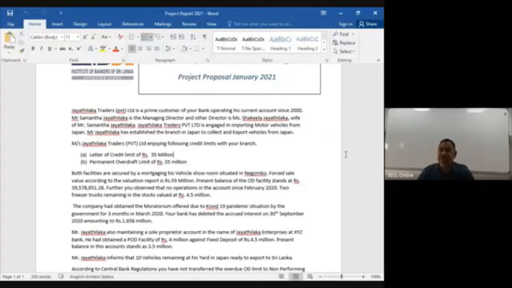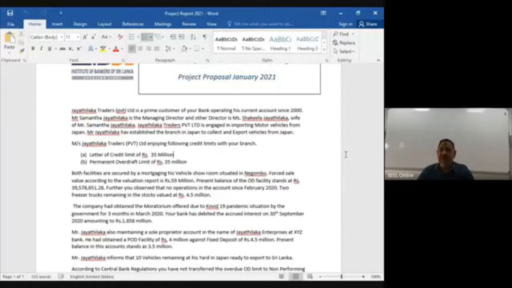Samantha Jatilaga is the managing director, and the other director is Mrs. Shakila Jatilaga, wife of Mr. Samantha Jatilaga. So husband and wife are the directors of this private limited company. Jatilaga Traders Private Limited is engaged in importing motor vehicles from Japan. That is the main business.